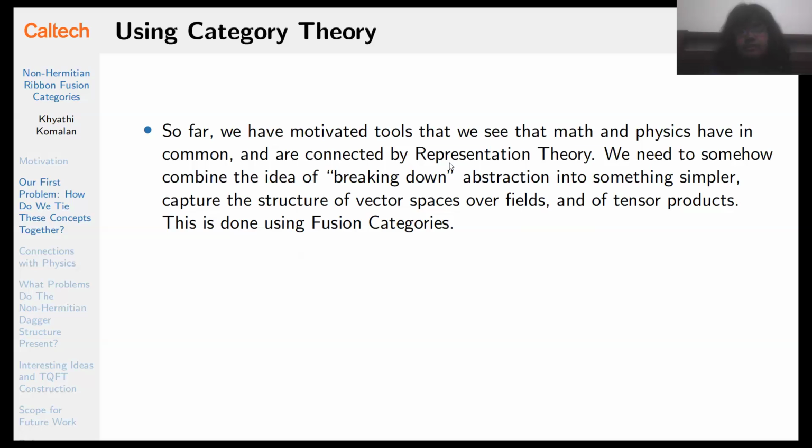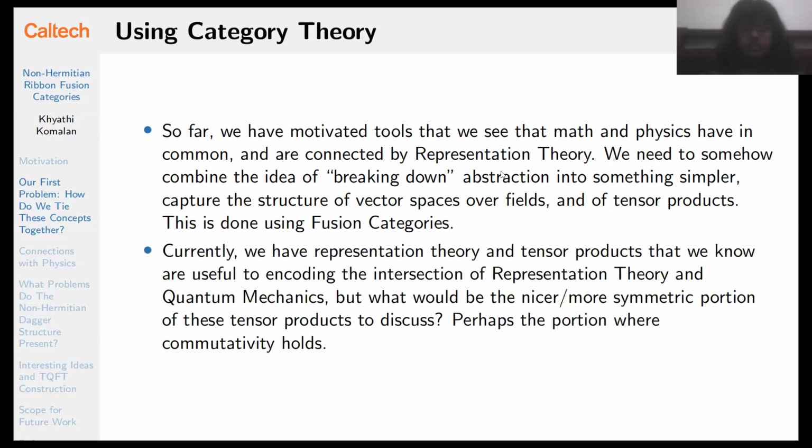Now that we have motivated all of these different things, we'll get to the definition of fusion categories. What fusion categories do is combine these ideas of representation theory, breaking things down, and tensor products, combining things. So you want to work with a structure where you're able to combine simpler things to make something more complicated, and also break down complicated structures into simpler ones. Category theory is all about combining all of these different ideas together, because it's so abstract. So that's why working in a categorical setting makes sense.